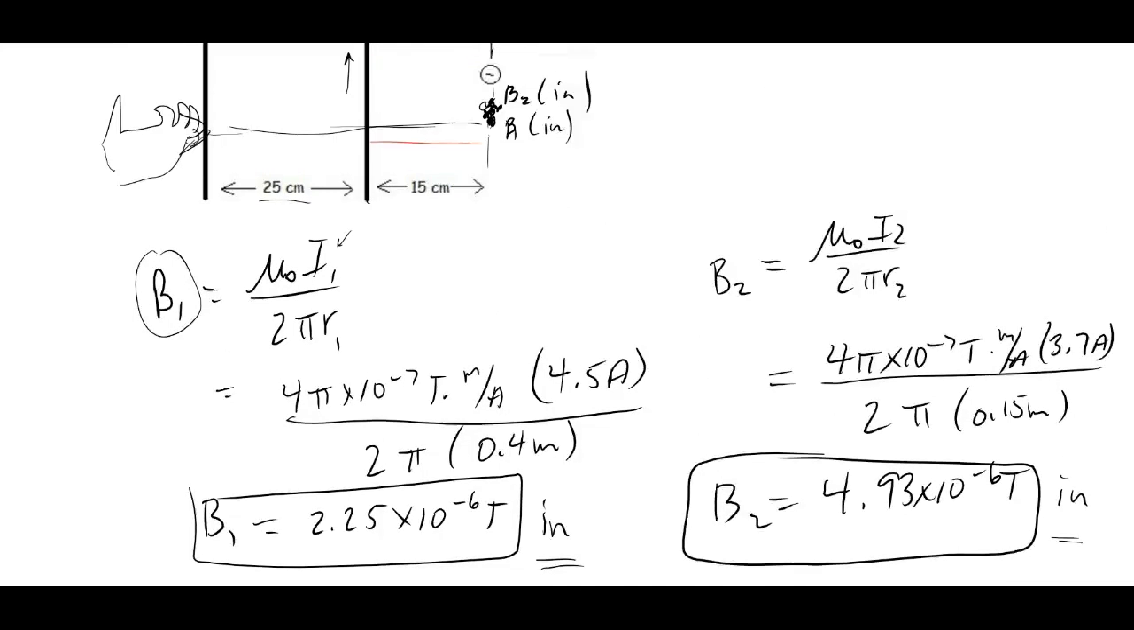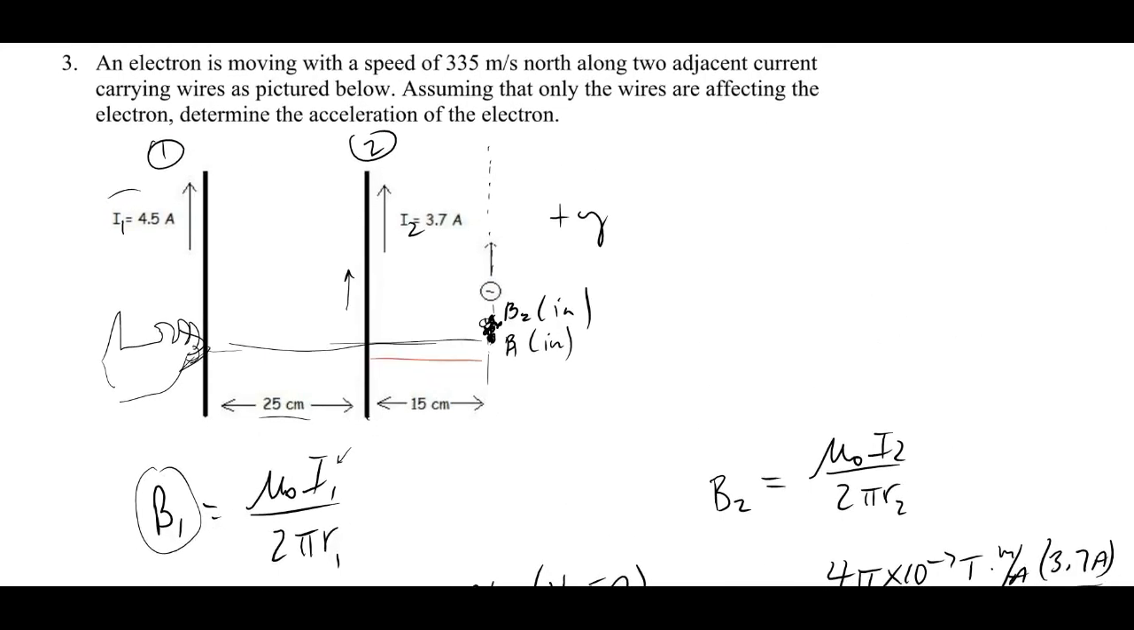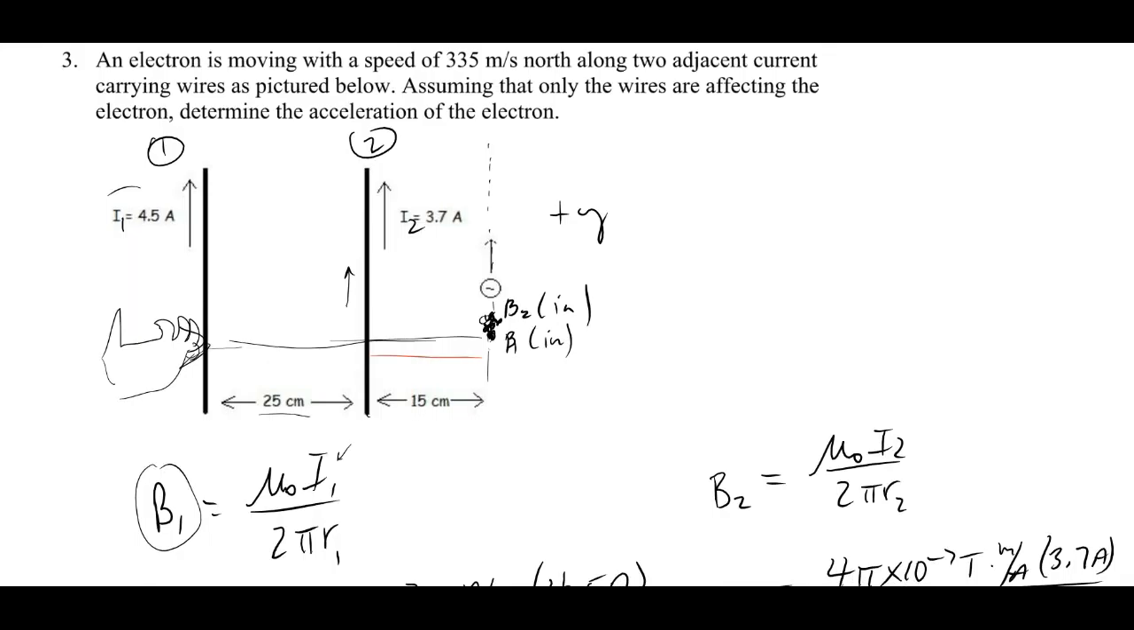All right, so what we first did was we determined the magnetic field at that location. Now it says an electron. Let's keep that in mind. An electron is negative, so let's keep that in mind. Negative means opposite. And it's moving at the speed of 335 meters per second north, which we call the positive y direction. So I know my velocity is 335 meters per second.